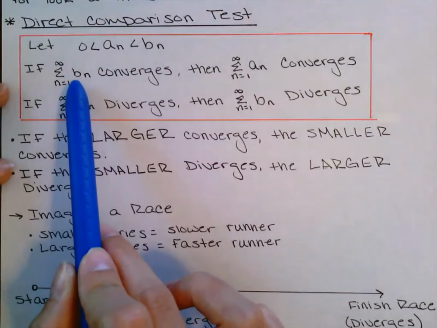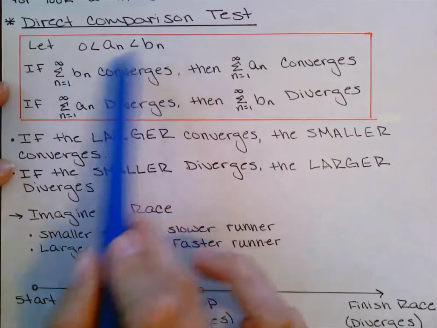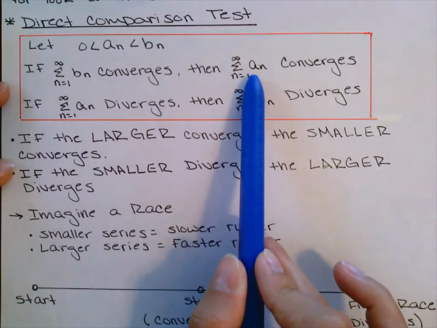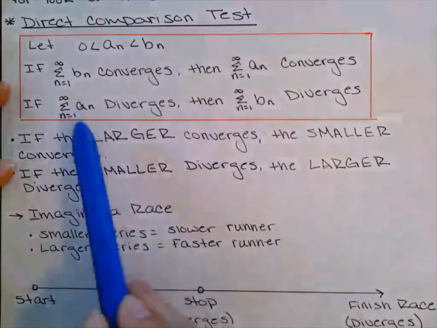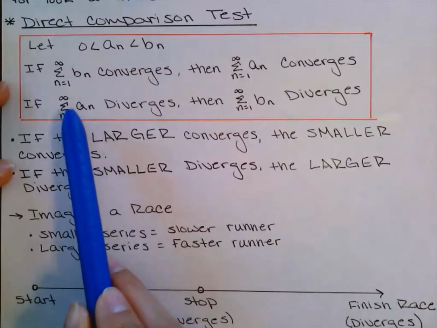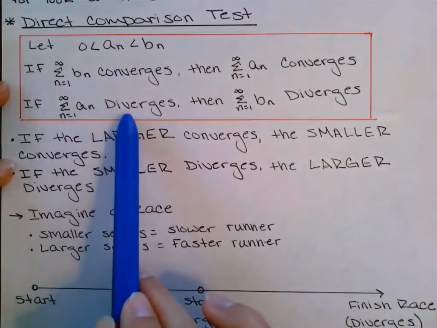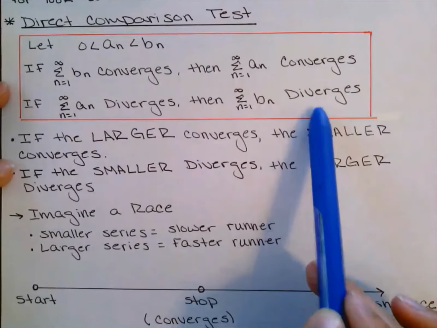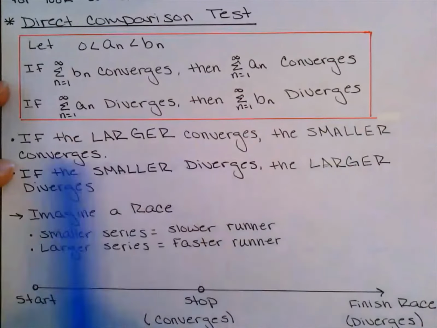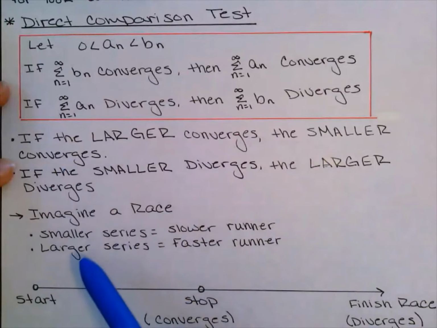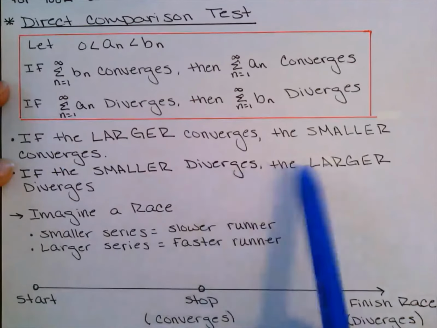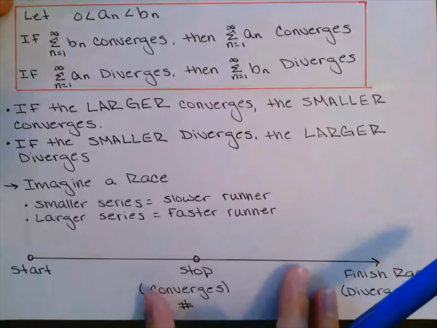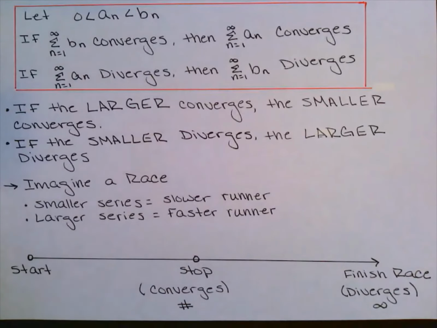So if we are testing the larger one, b sub n, and it converges, then we can prove convergence for the smaller one. But it does not work the other way around. The other way around only works for divergence. If we can prove that the smaller amount diverges, then the series of the larger fraction also diverges. And again, we cannot prove this the other way around. Okay, so if the larger converges, then the smaller also does. If we can test that the smaller diverges, then the larger also.